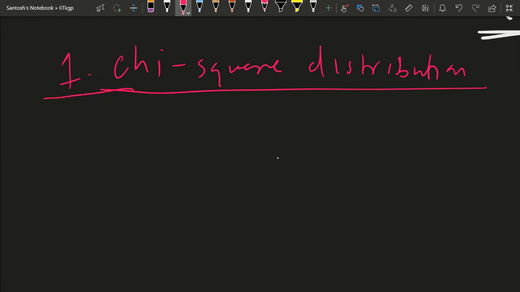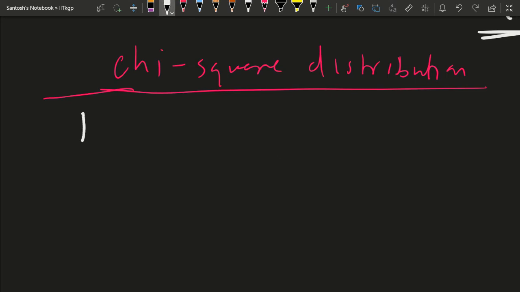Does anyone know about chi-square distribution? Would you like to tell something? Okay, no one knows, I think. So okay, let us write.